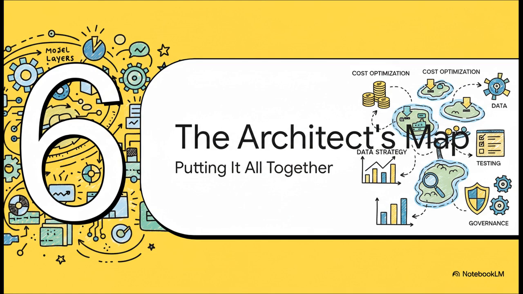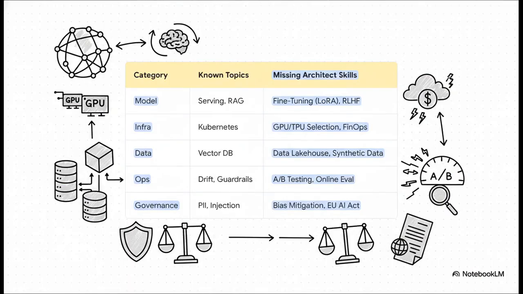So now let's put all the pieces together and look at the complete map. This slide right here, this is really the core of everything we've talked about. This is your roadmap. Just notice how in every single category, there's a clear path from the basics to the architect-level skills. So for infra, you graduate from basic Kubernetes to making these huge cost-saving decisions about GPU selection and quantization. In ops, you move beyond just tracing and guardrails to actually mastering online evaluation with A/B testing and bandits. Just take a second and look at this table.